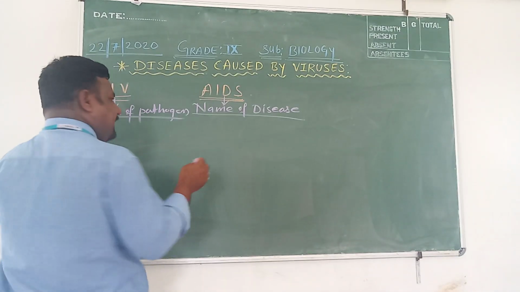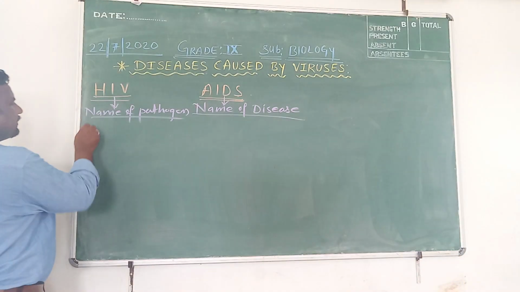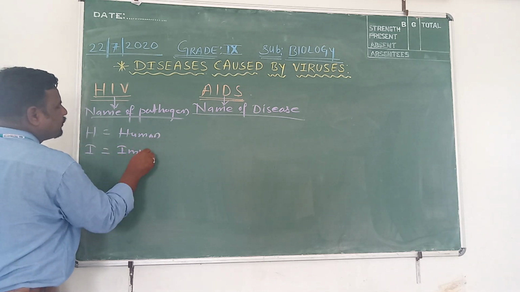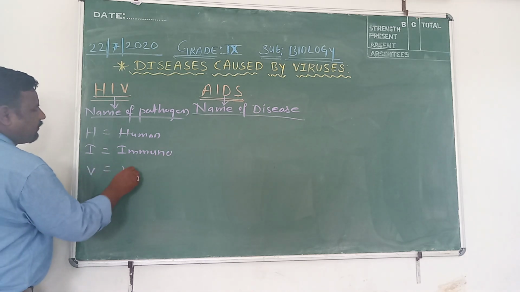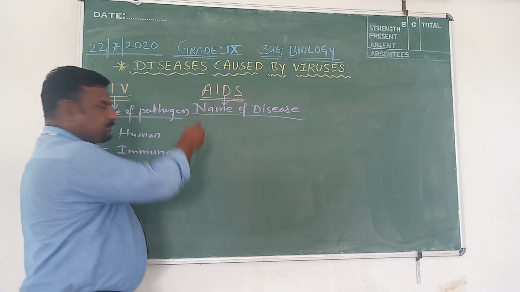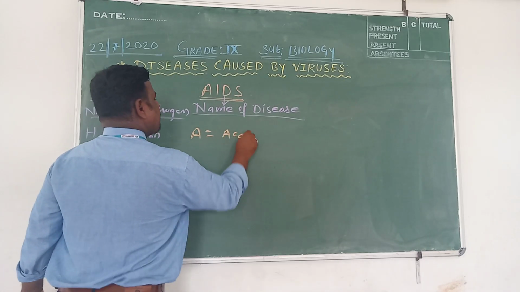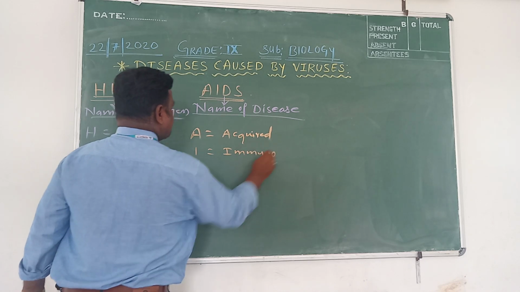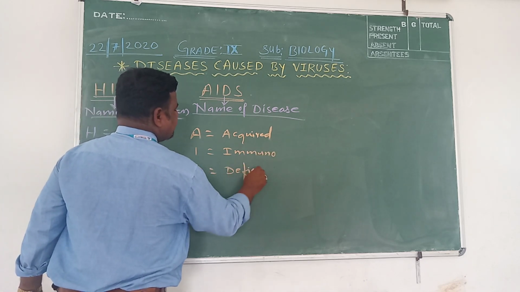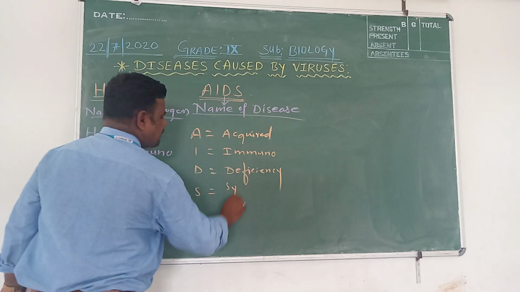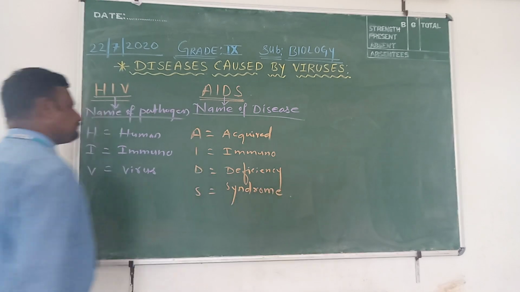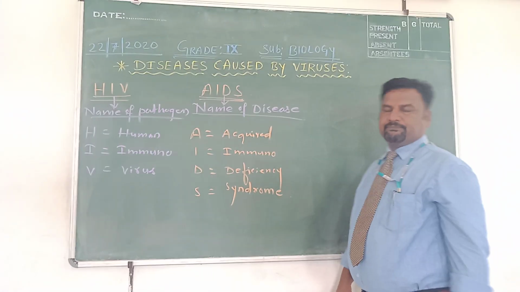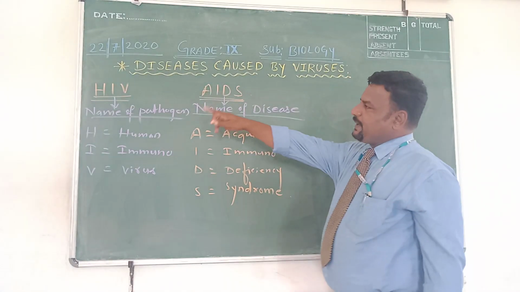When it comes to the expansion form of this: human immuno virus, and this one, acquired immunodeficiency syndrome. So here we'll discuss the disease AIDS today. The disease AIDS is caused by the pathogen HIV.